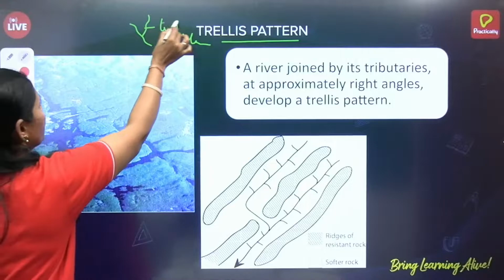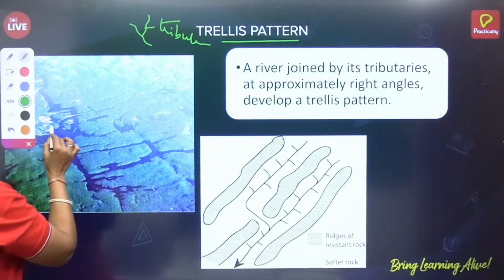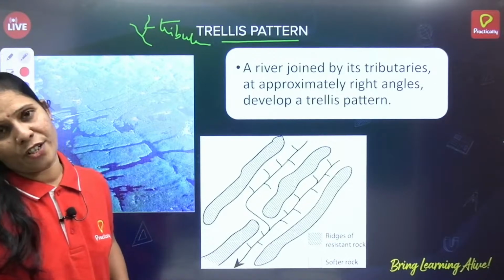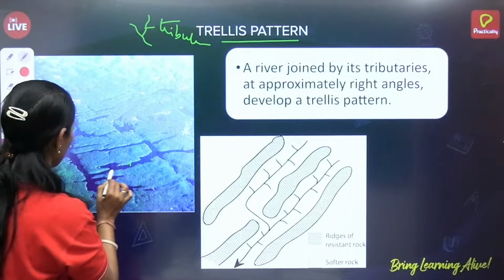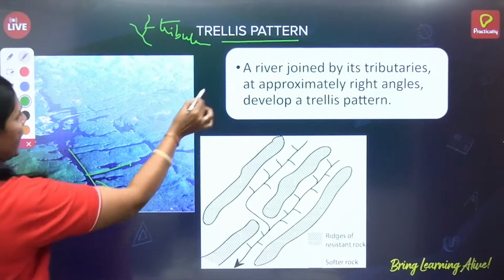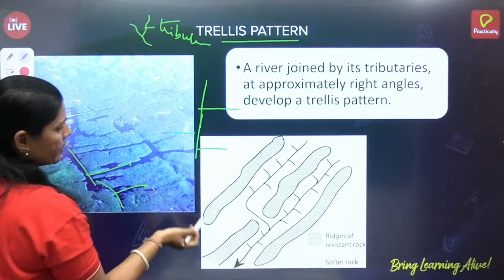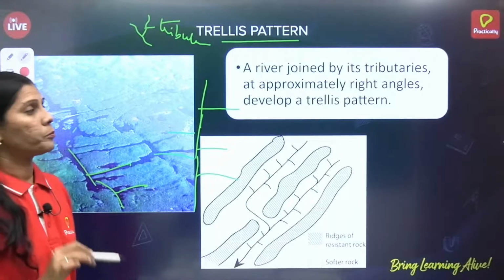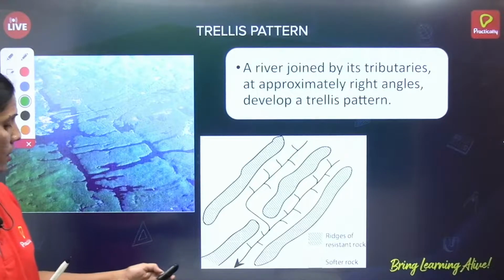So when the tributaries join at a right angle, we find that the trellis pattern is developed. You can find it in this image, how these rivers are joining at a right angle. Exactly like this, you can see in this image. So this is the trellis pattern, the second type of drainage.